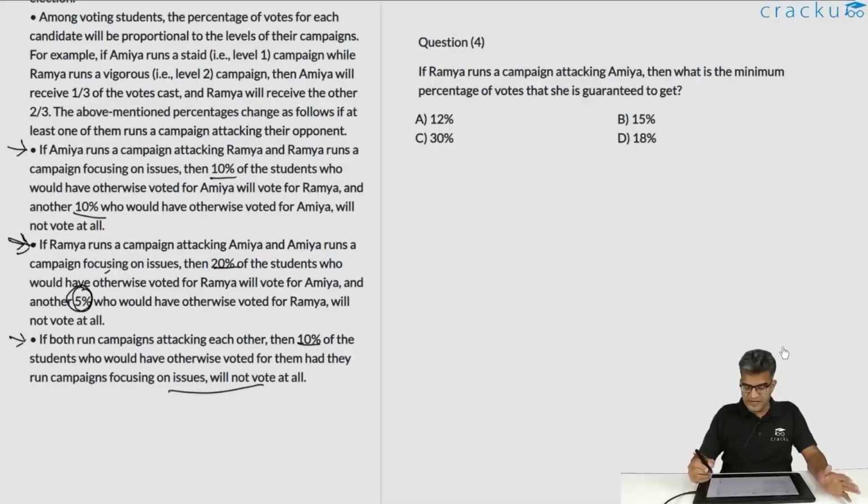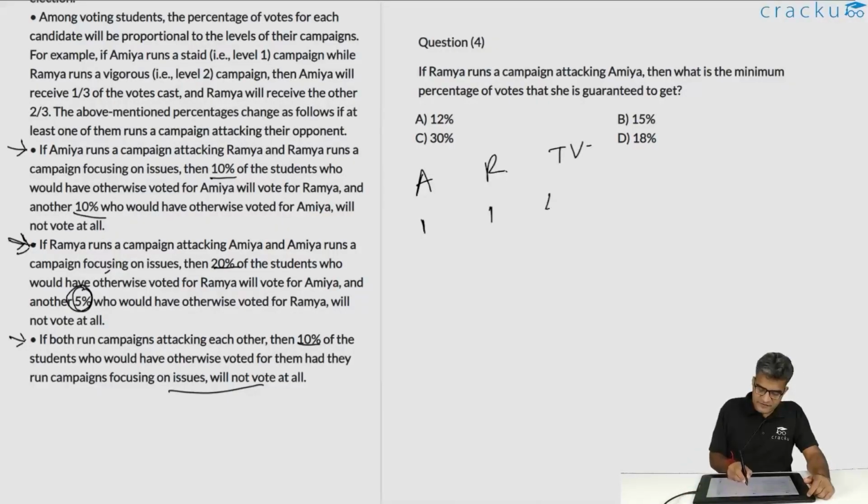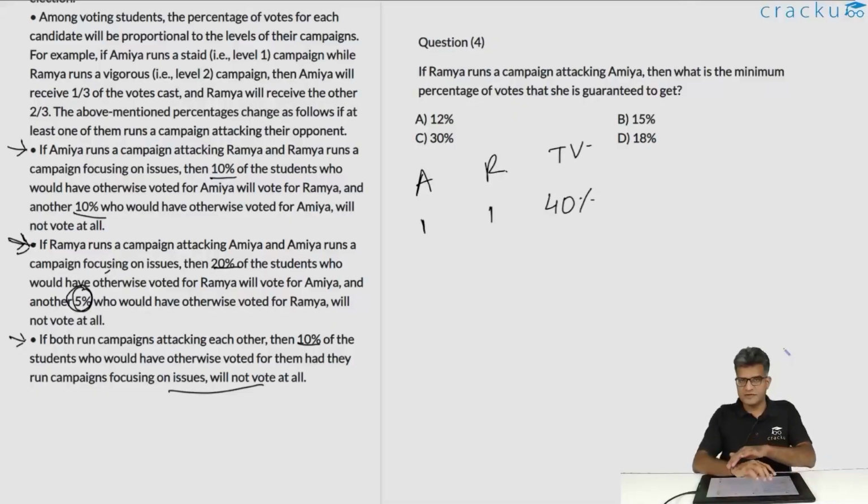If Ramya runs a campaign attacking Amiya, then what is the minimum voting percentage that she is guaranteed to get? We are trying to minimize the number of votes that Ramya gets. So let us assume that Ramya is campaigning steadily. She is not campaigning vigorously. Amiya can be either vigorous or straight, doesn't matter. Let us assume that she is also campaigning steadily. So the total voting percentage will be 40%, which is 20 into 1 plus 1.